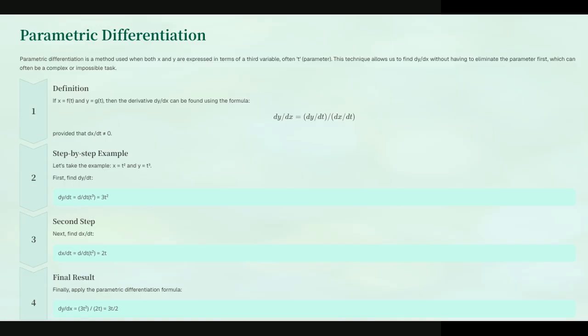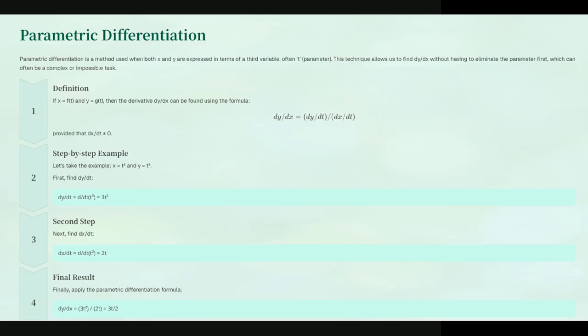Now, we can find dy/dx without having to remove that variable t by the use of a simple formula. So if x is equal to f of t and y is equal to g of t, we can find dy/dx by simply doing dy/dt divided by dx/dt, provided that dx/dt is not equal to 0, of course, because we have a division, so our denominator cannot be 0. So we have a very simple example here which illustrates this.